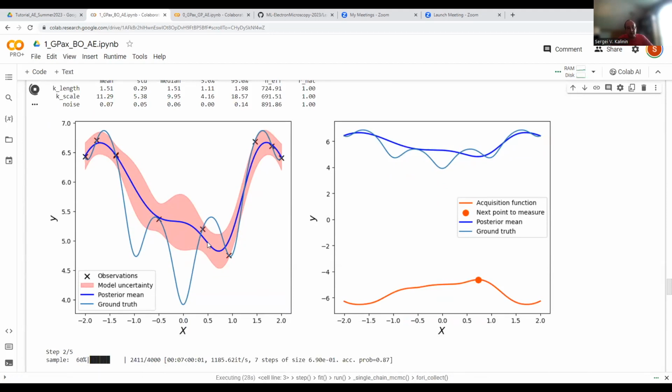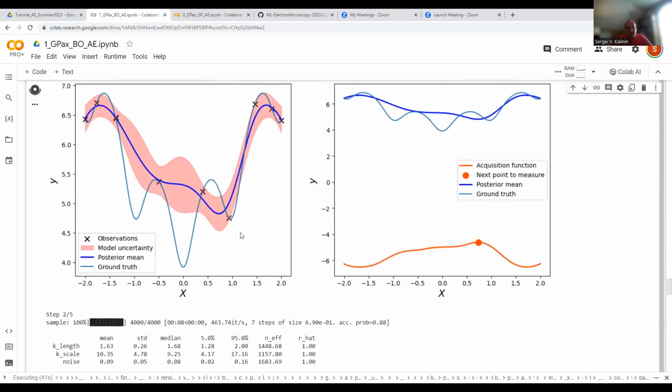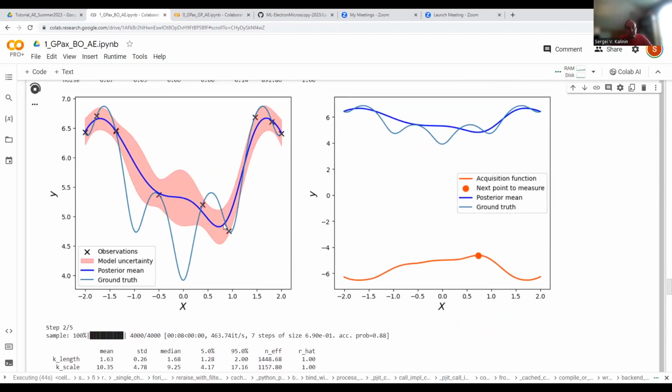Again, these are our measurement points. This is our reconstructed curve. These are the uncertainties. Look at our acquisition function. So now the acquisition function has the maximum here. And the reason why it has maximum here is because we believe that the reconstruction has a minimum here. And notice that this minimum is close to the true minimum, but this minimum is also close to one of the metastable minima. So let's see if the process will converge to this one or this one.